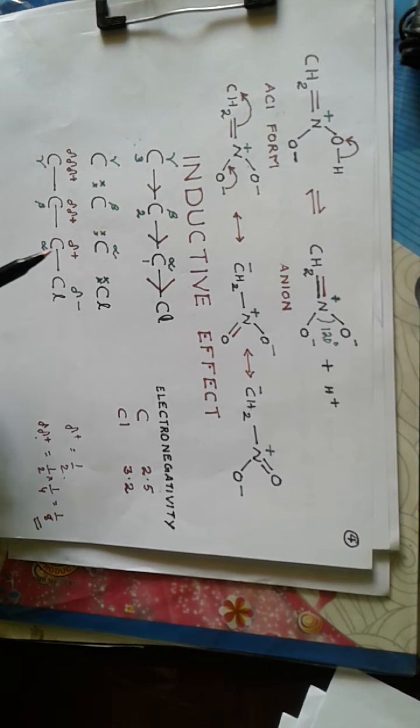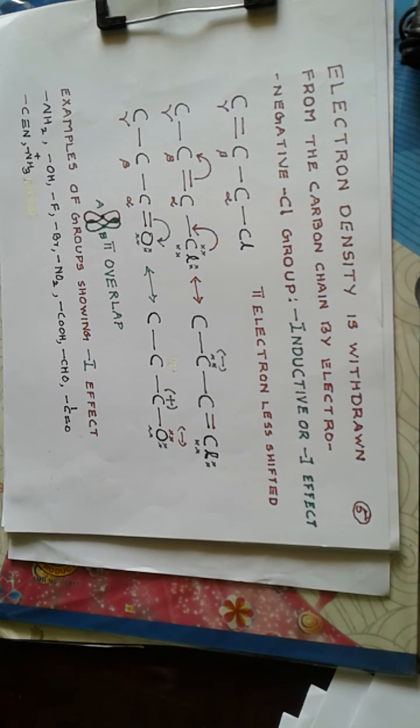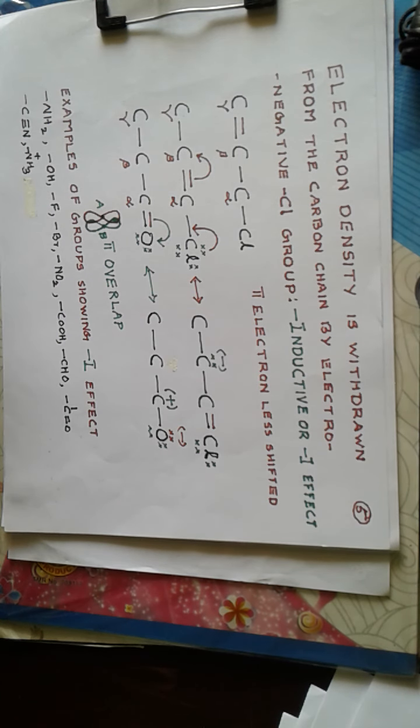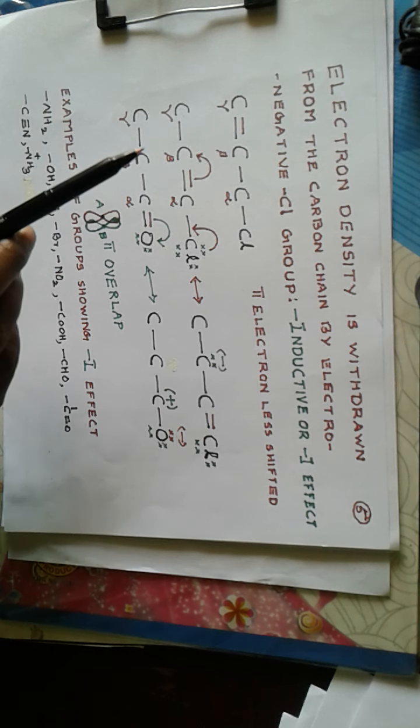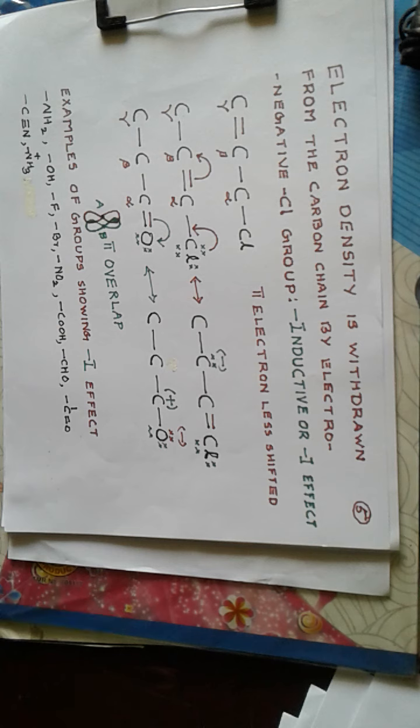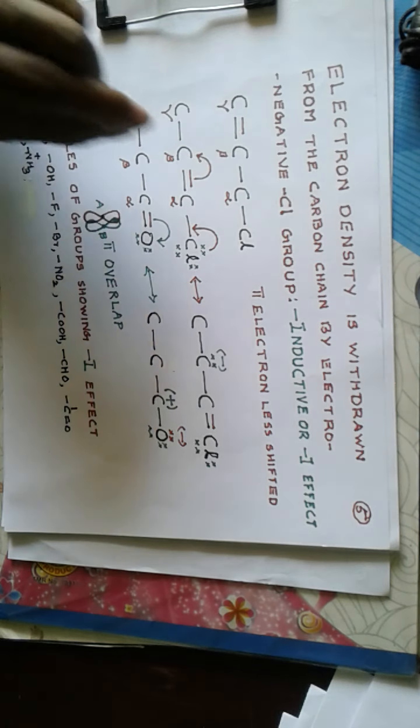Now what is the impact of chlorine when there is a pi bond present between beta and gamma carbons? We know that pi electrons are overlapping away from the internuclear region, so there is lesser hold of the atoms which form the pi bond over the pi electron pair, so the shift of this pi electron by the inductive mechanism is less. So pi electrons are less shifted by inductive mechanism when the position is between beta and gamma carbon.